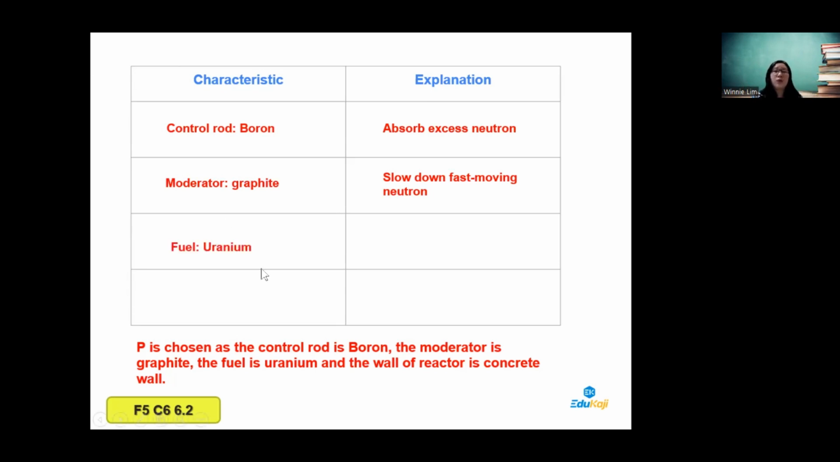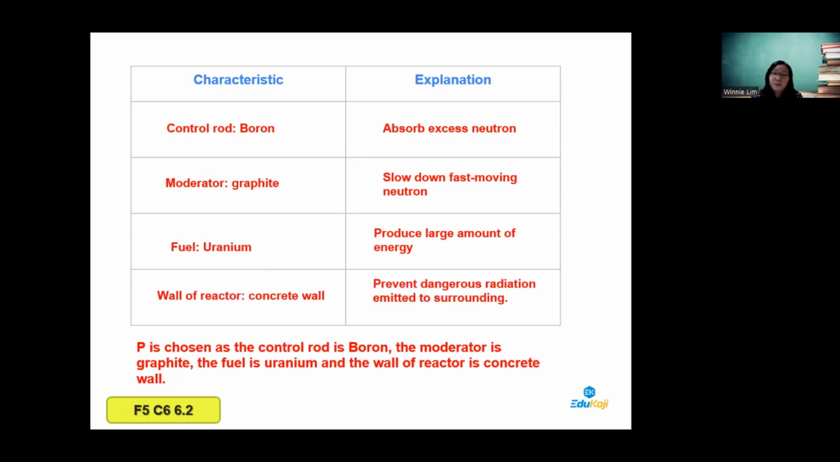Then the fuel is uranium. You can produce a large amount of energy because they are unstable elements. You cannot use other types of element. Then the wall is a concrete wall because you can prevent leakage. So therefore you choose P, and the reason is what you see here.